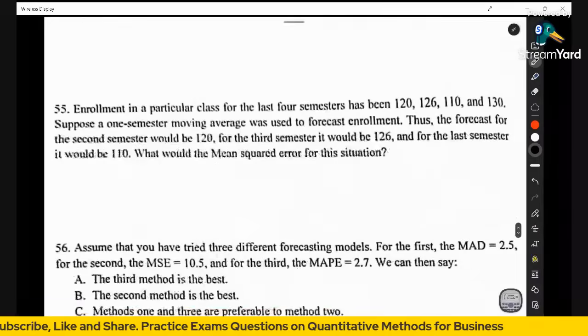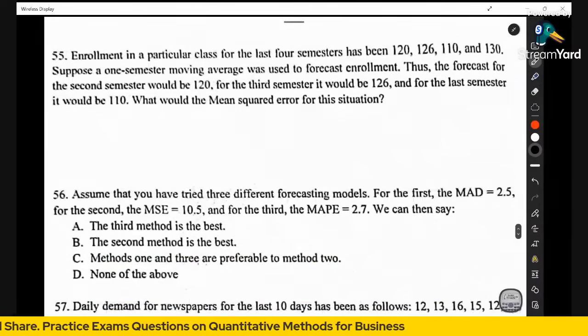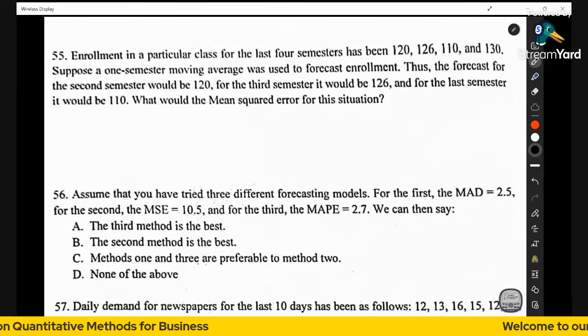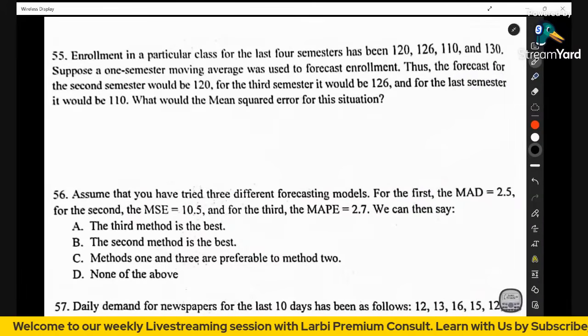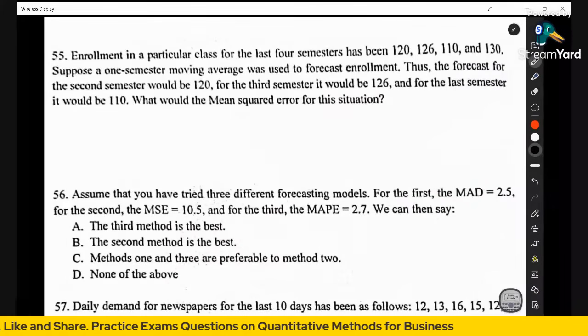Now, question 55. Enrollment in a particular class for the last 4 semesters has been 120, 126, 110, and 130. Suppose a one semester moving average was used to forecast enrollment. Thus, the forecast for the second semester would be 120, third would be 126, and last semester would be 110. What would the mean square error be for this situation?